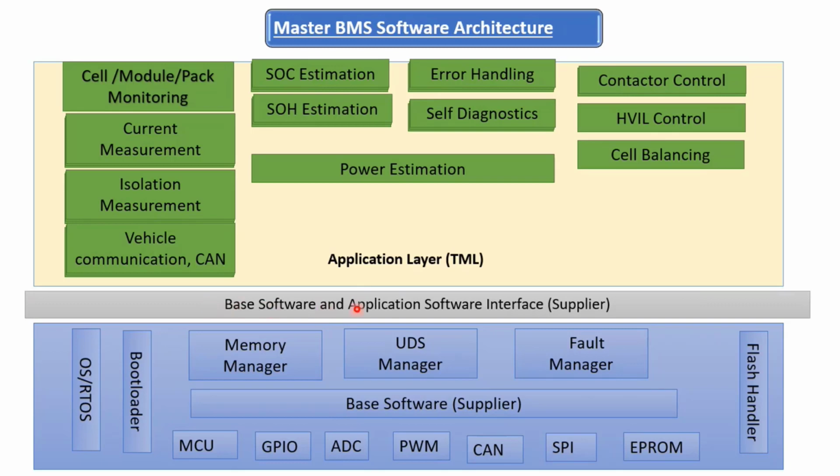And this is the interface that exists between the software and the application. The main software has the microcontroller unit, and also some sort of operating system or real-time operating system, bootloaders, and many other peripherals such as general purpose input output pins, analog to digital converter pins, PWM (pulse width modulated) pins, CAN bus, SPI, the memory, and fault handling and memory managers. All these things will be there in the flash handler. This is the master BMS architecture entirely. This is the information that you are able to see.